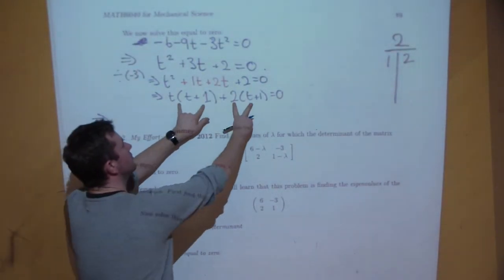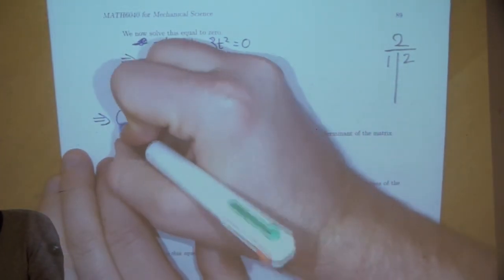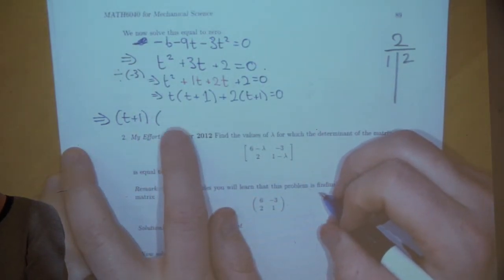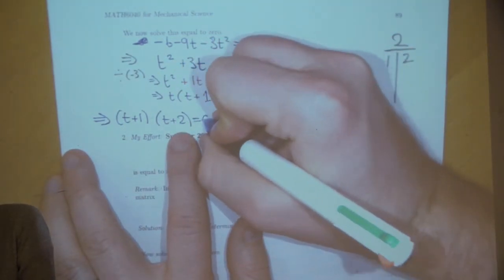What's common out of these two? T plus 1, so you can take that out as a common factor, t plus 1. And what are you left with? T plus 2. Did you hardly do it like that last semester, did you? Okay. Well, that's how I recommend doing it.